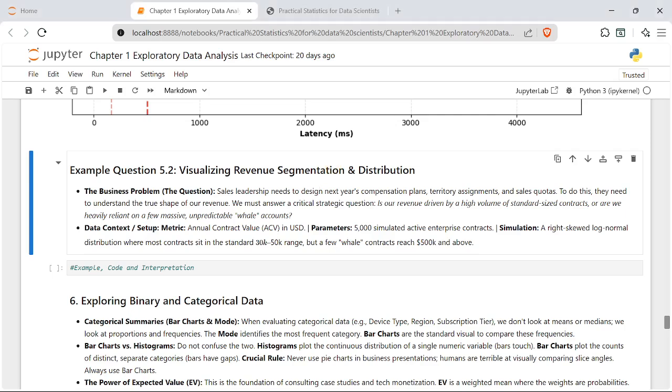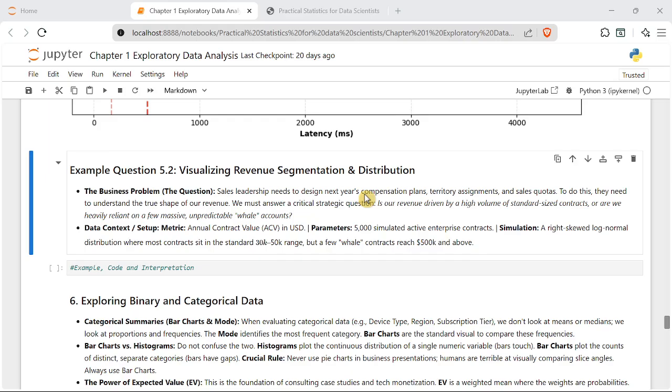The setup, explaining the data set. To visualize this, we are going to jump into Python and simulate a dataset of 5,000 active enterprise contracts. Our primary metric here is annual contract value, or ACV, measured in US dollars. To make this as realistic as possible, we aren't using perfectly even data. We are going to generate a heavily right skewed log normal distribution.